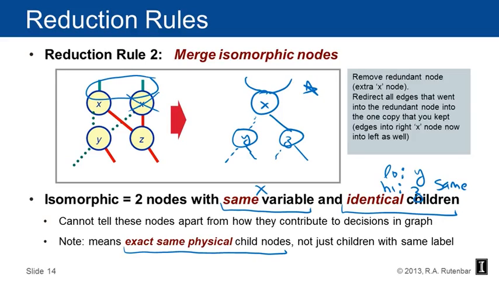And there's a little gray box over at the side here that just gives the recipe. You remove the redundant node, which in this case is the extra x node. You redirect all the edges that went into the redundant node into the one copy that you kept. And so in this case, the edges into the right x node are now going into the left x node as well. That is an example of merging isomorphic nodes to reduce the complexity of the BDD.